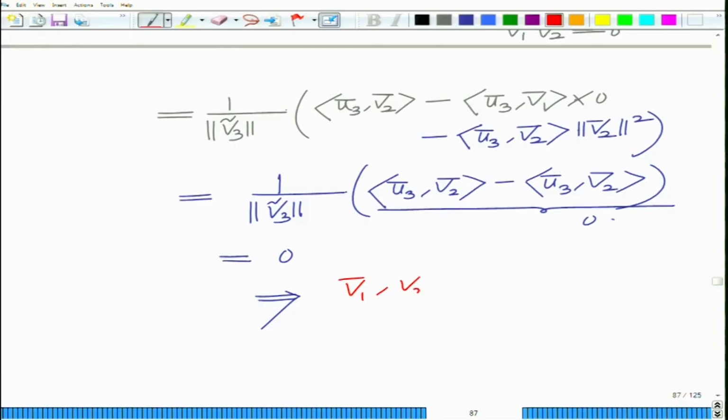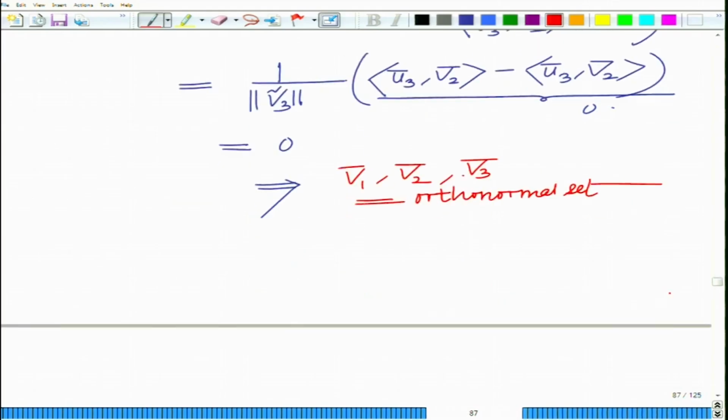Okay. So we have V1 bar, V2 bar, V3 bar, this is an orthonormal set, and the procedure can be similarly continued.